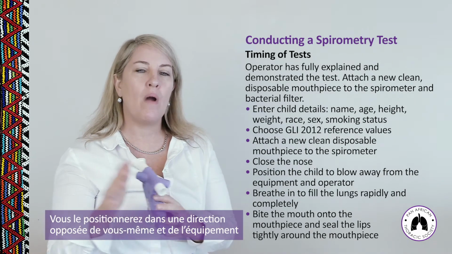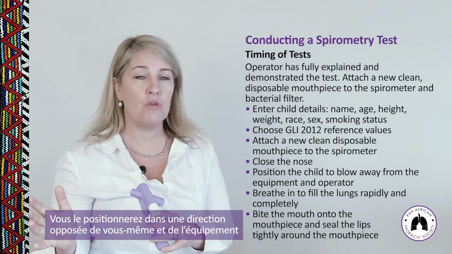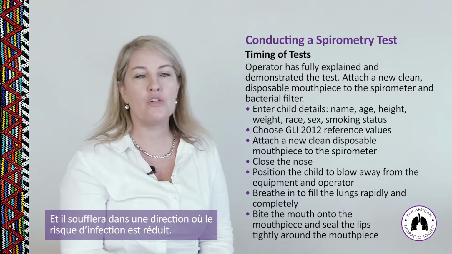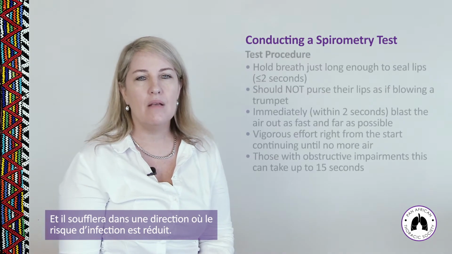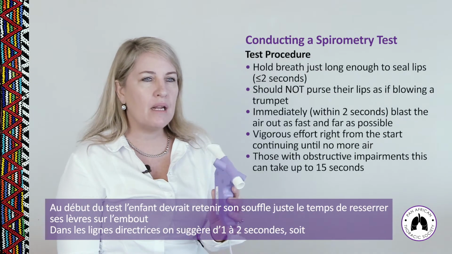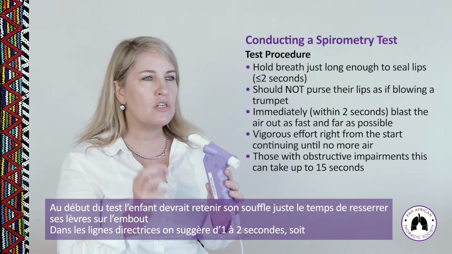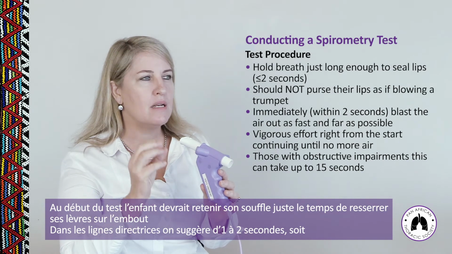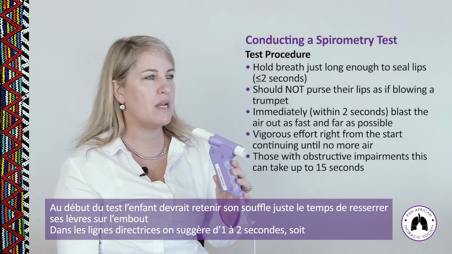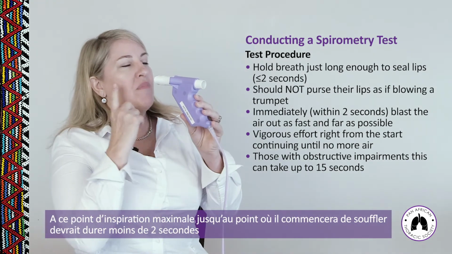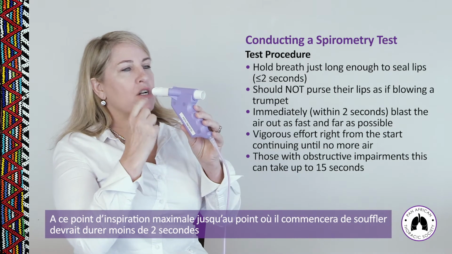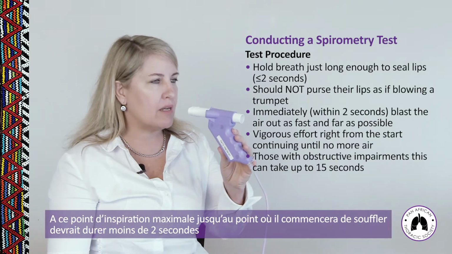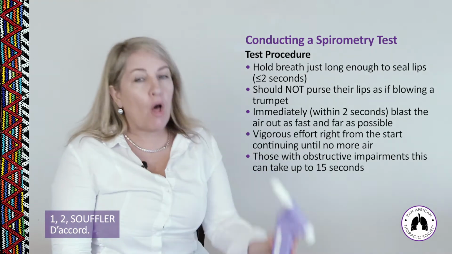You position them away from your equipment and away from you, and they blow out into a place where the infection risk is less. The child at the beginning of the test should hold their breath just long enough to seal their lips, and this in the guidelines is suggested at equal to or less than about 2 seconds. So from that point of maximal inhalation to the point where they're going to start blowing should be less than 2 seconds. 1, 2, blow.